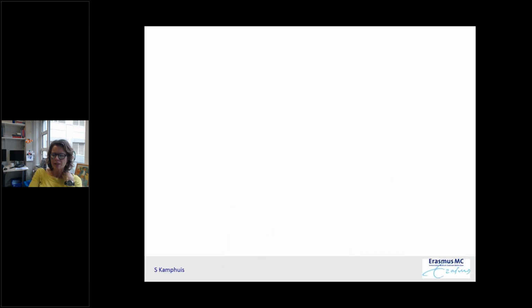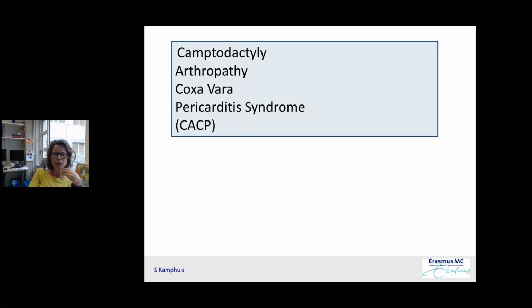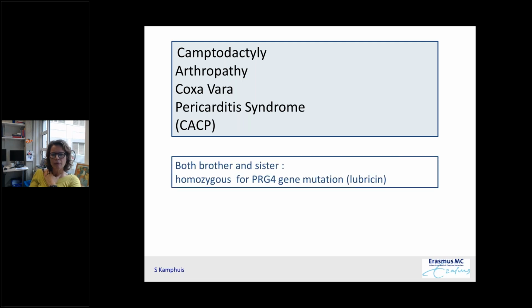So what's her disease? With the trigger fingers, the hip abnormalities and the extensive swelling of the joints, that should trigger you to this disease, namely CACP: camptodactyly, arthropathy, coxa vara, and pericarditis. And again, yes, I didn't tell you about pericarditis. Both these kids did not have pericarditis. And it's important to realize that, as we often have in childhood with genetic diseases, it accumulates over time. So at presentation, this disease often shows an incomplete phenotype yet.